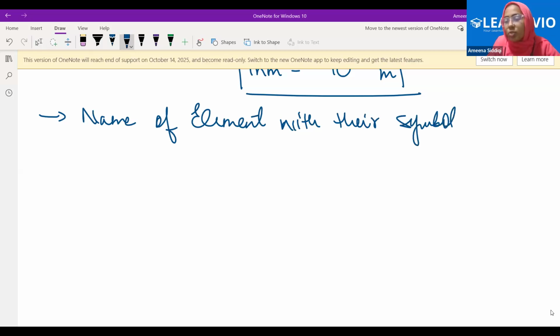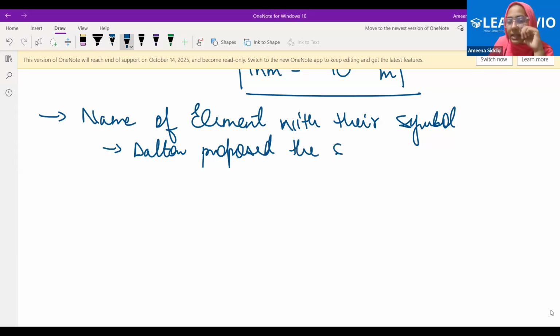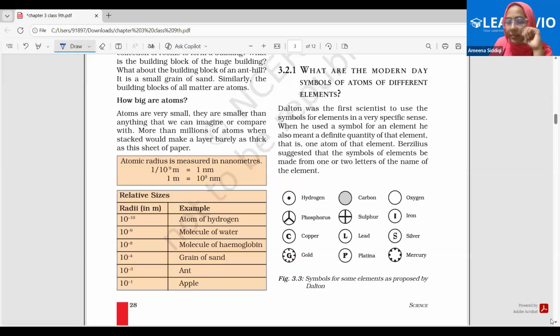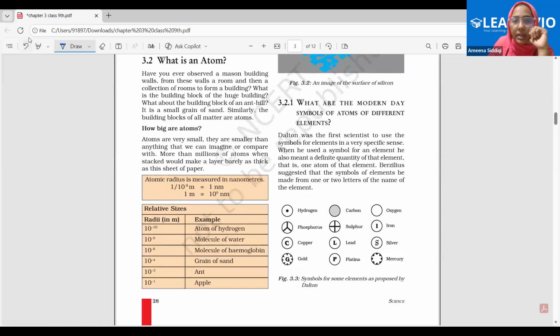So basically, instead of writing the full names of the elements, Dalton proposed that we write the symbols. Dalton first proposed the symbols of the element. These are the symbols of the element, which were proposed by Dalton.